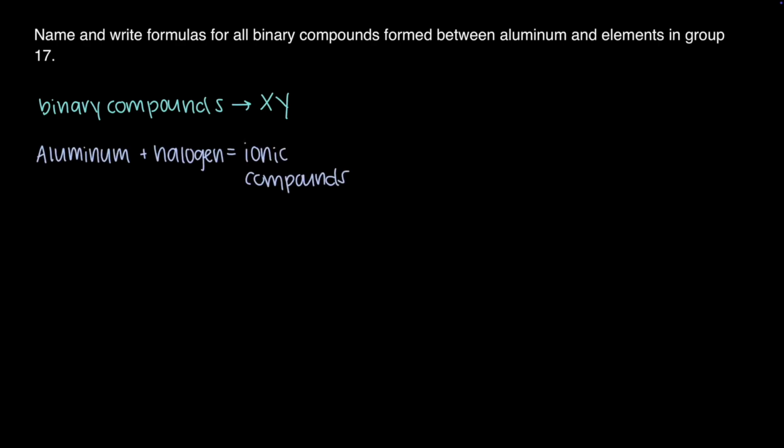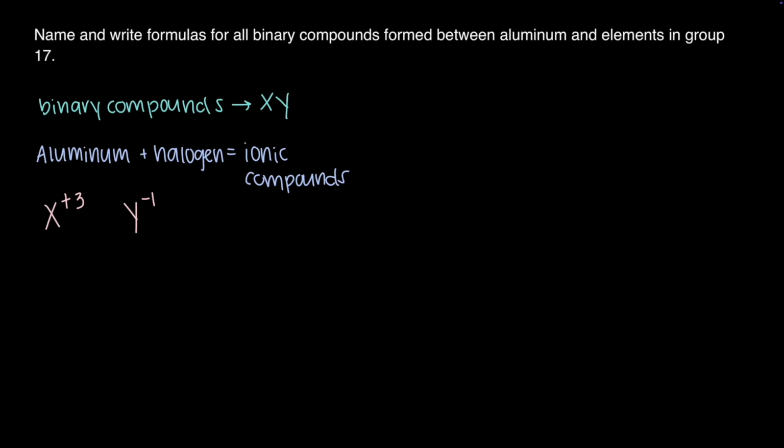Name and write formulas for all binary compounds formed between aluminum and elements in group 17. Binary compounds are made of two elements. We will use group 17, the halogens, and create ionic compounds with aluminum. These will be ionic compounds because aluminum is a metal and the halogens are all nonmetals.